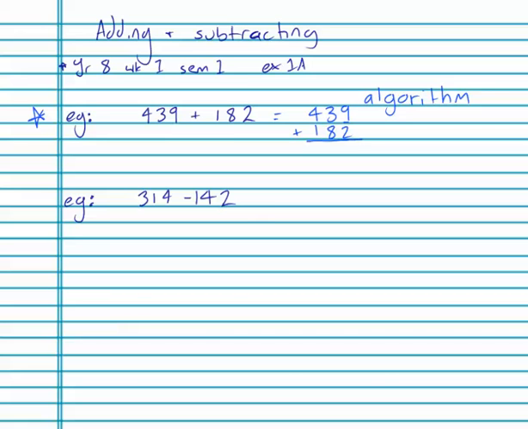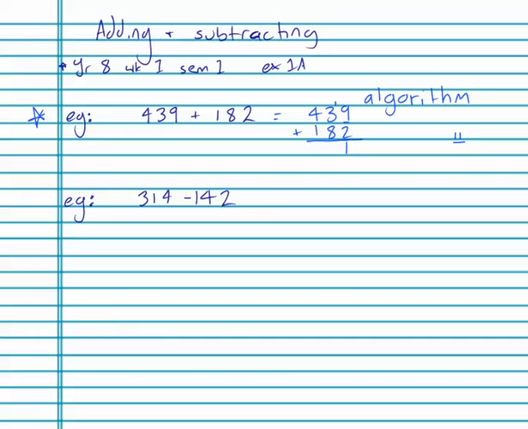9 plus 2. Well, 9 plus 2 is 11. We can only, of course, go up to 9 in any one place value. So we put our units down. 11 is one lot of 10 and one lot of units. 1 in the units, carry the 1 over into the 10. So that's 1 extra 10 that we've got there.